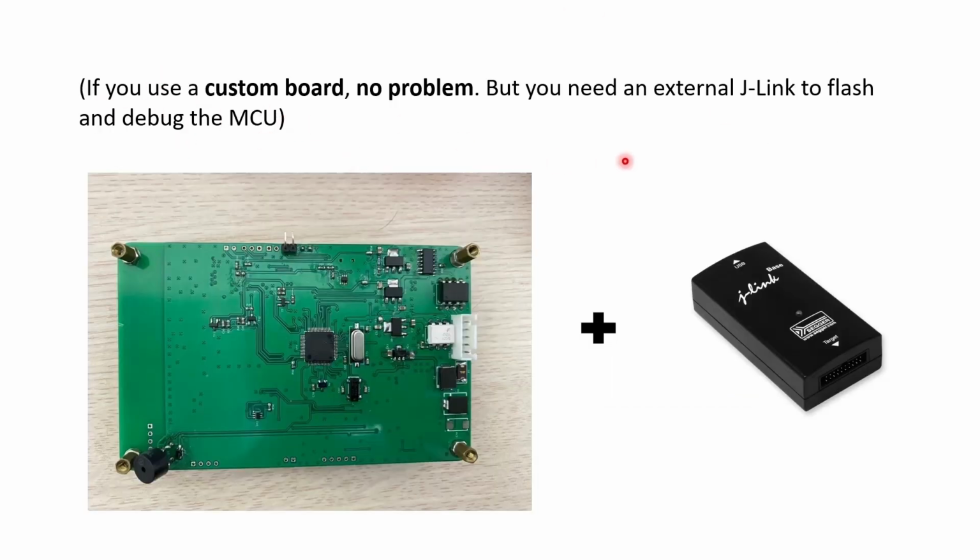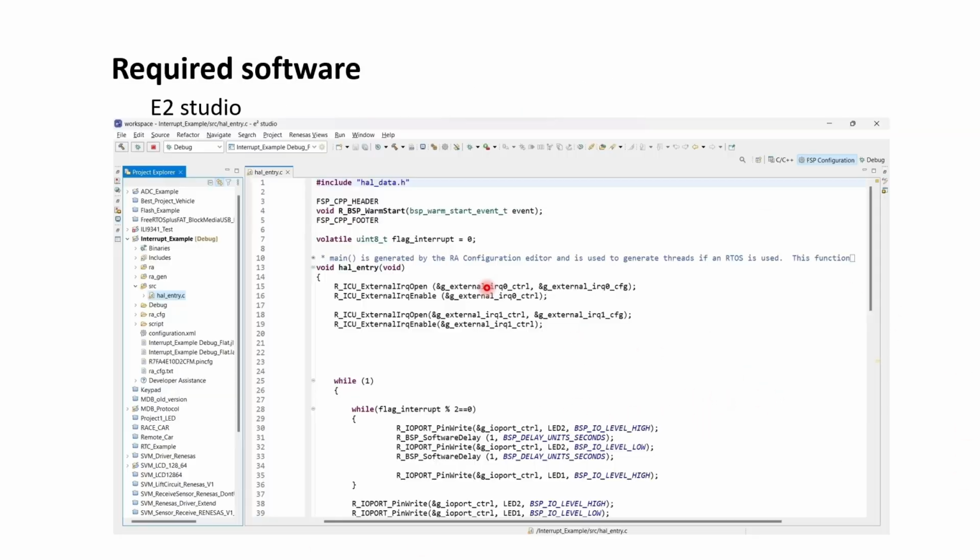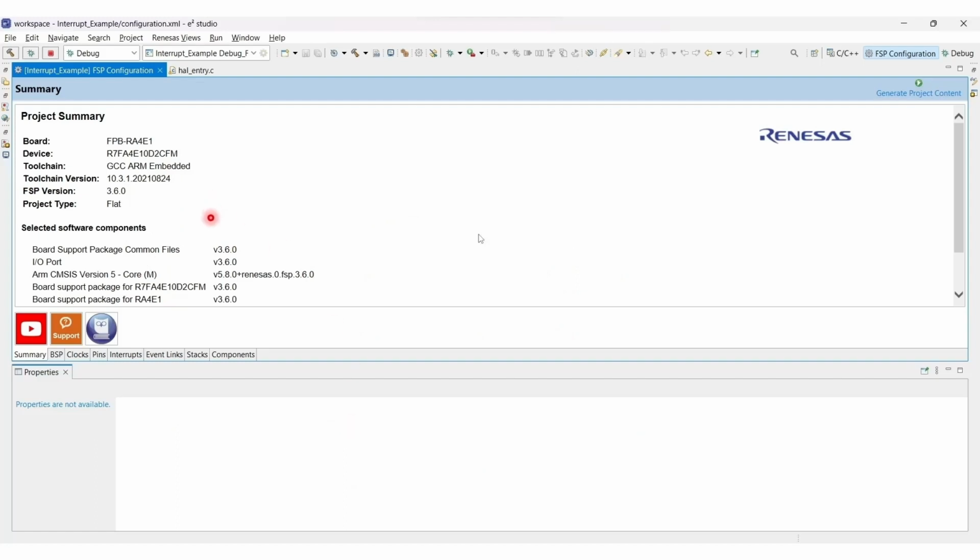If you have a custom board, no problem, but you need an external link to flash and debug your custom board, right? So the next one is the required software. The first software is e2 studio. With e2 studio, we can write the code, build, debug, and flash the binary file to the microcontroller. And we can set some properties and some features of the microcontroller in here. And after that, you generate the code, right?